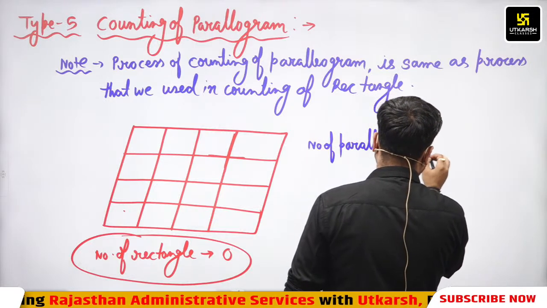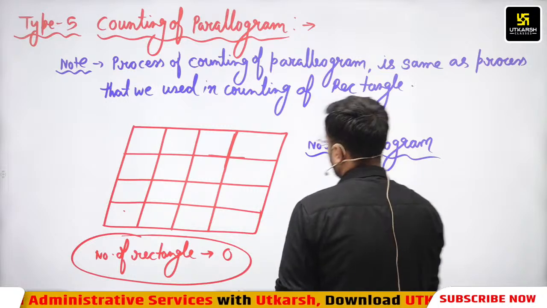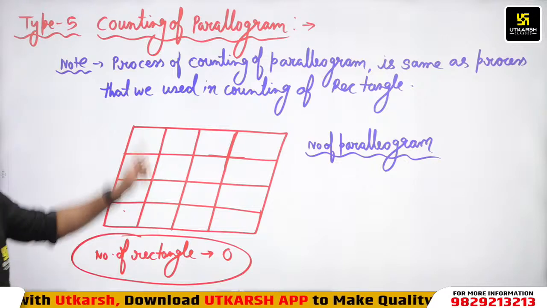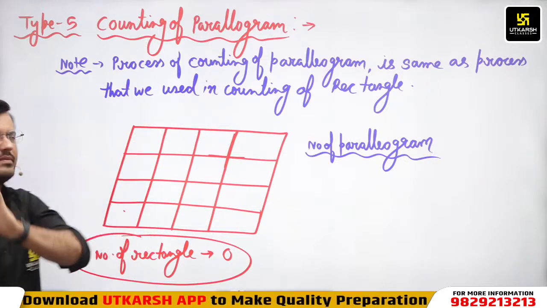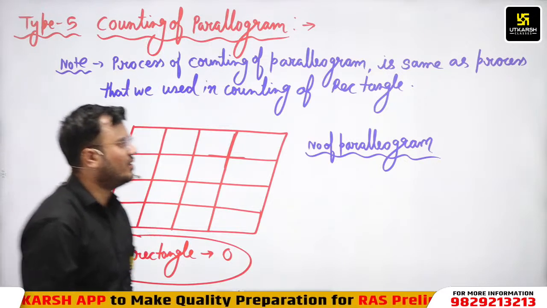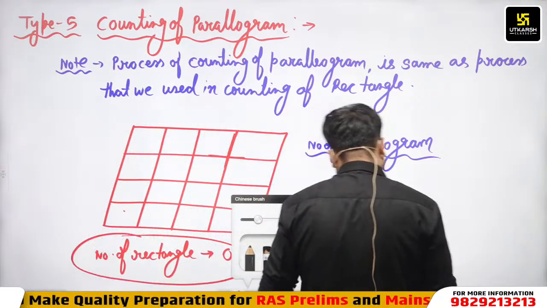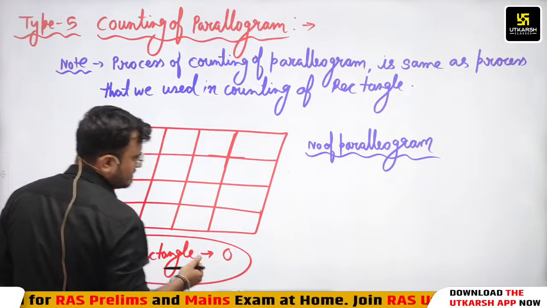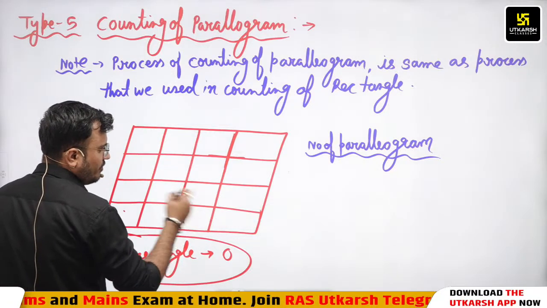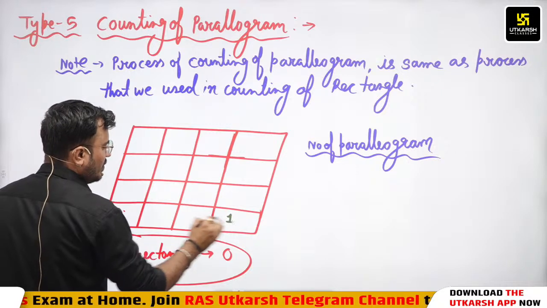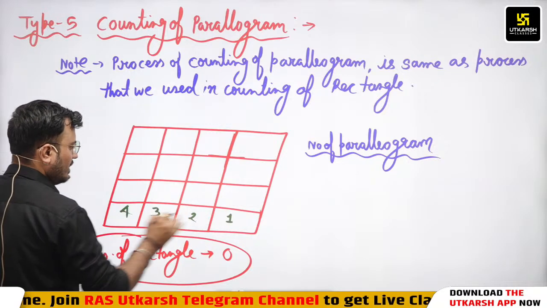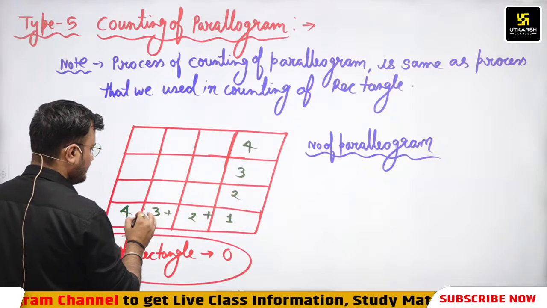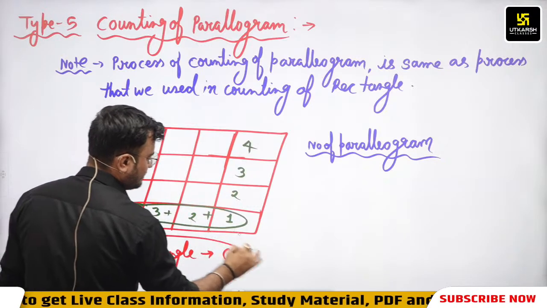Now the number of parallelograms. As I told you, the process of counting of parallelogram is the same as the process that we used in counting of rectangle. So try to write natural numbers starting from the leftmost smallest parallelogram: 1, 2, 3, 4, and add all these numbers. So you will get 10.